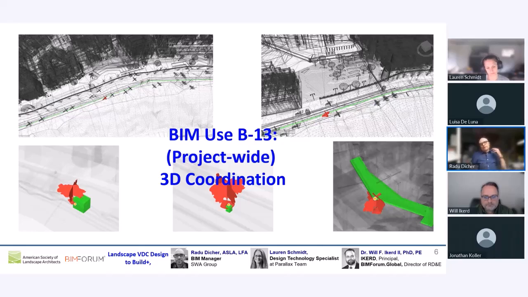In order for the overall project deliverables many times to offer BIMUSE B13, which is 3D coordination, landscape architecture oftentimes occupies a critical role of coordinating between civil and architecture and the rest of the trades, because of our sort of connecting tissue nature of the way we come into the project.